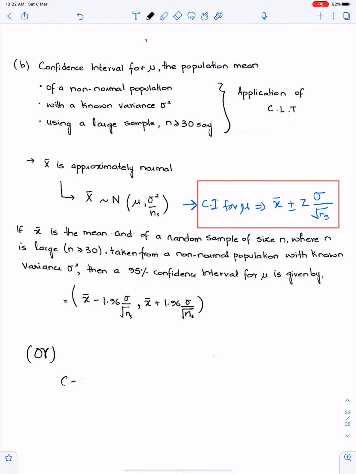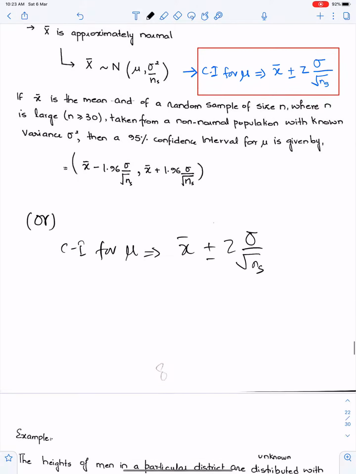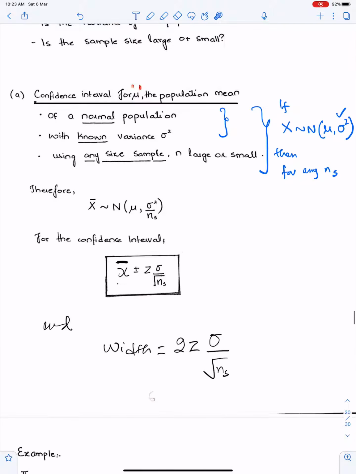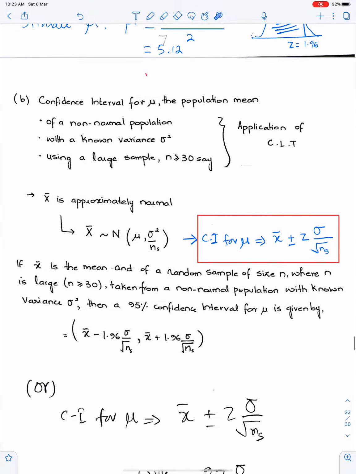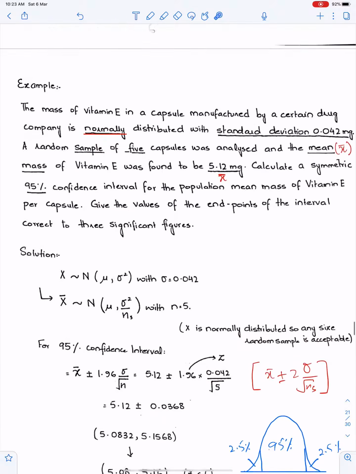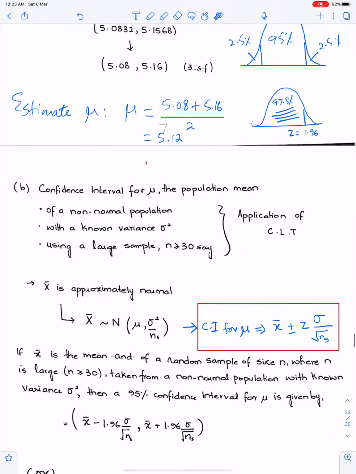Or the confidence interval for mu. For this case, the formula is x bar plus minus z sigma over square root of n. And the width of the confidence interval will be twice of this thing. Please learn these two formulas for this case. They are similar to this one, exactly this one, because of CLT the formulas are the same. So if you have learned these formulas, you can use them for this case as well.